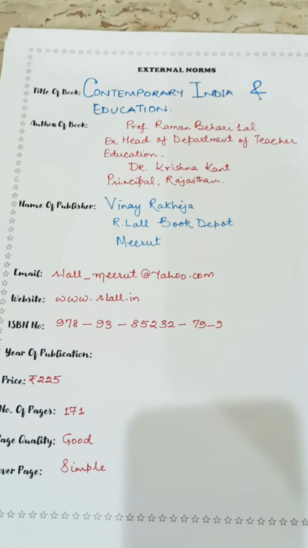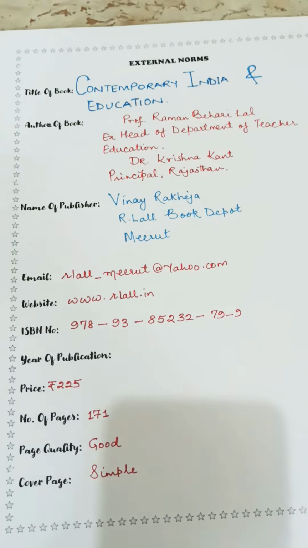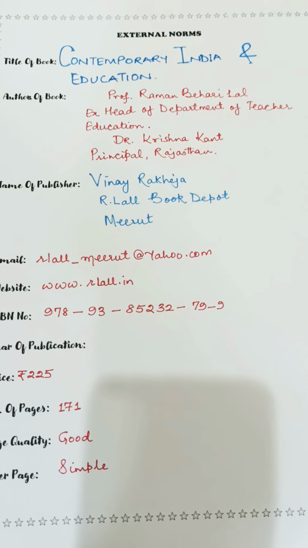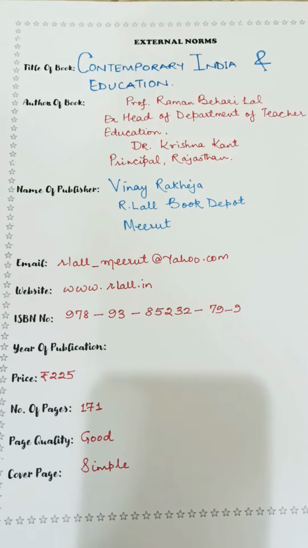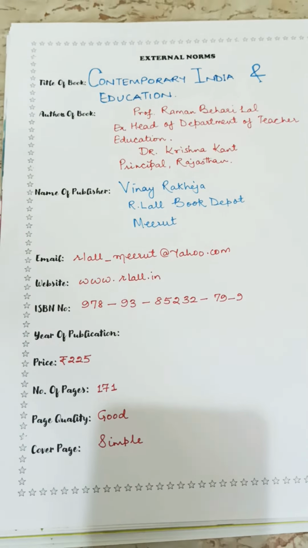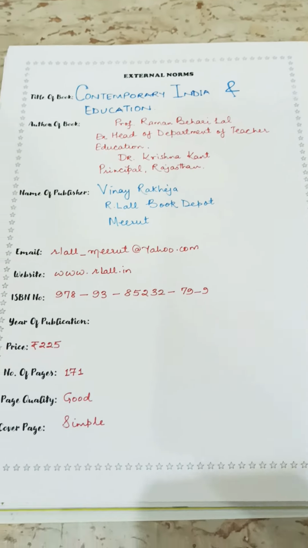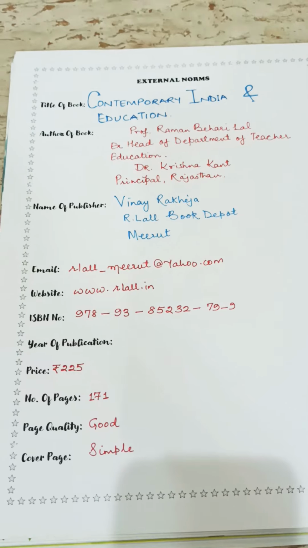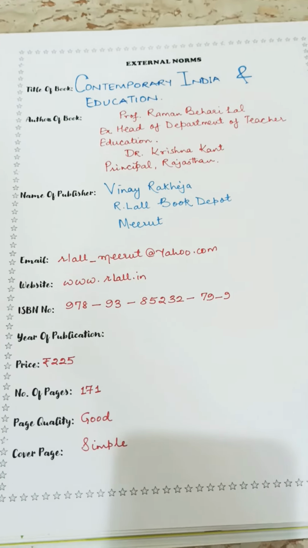What we get on the cover, on the first page of the cover, the number of pages, the publication, the publishers. That is in case we want to contact them. Maybe we want some other books, so we can get in touch with them through their email, through their website. Now the price of the book and the number of pages is also important. Likewise, the page quality and cover page.